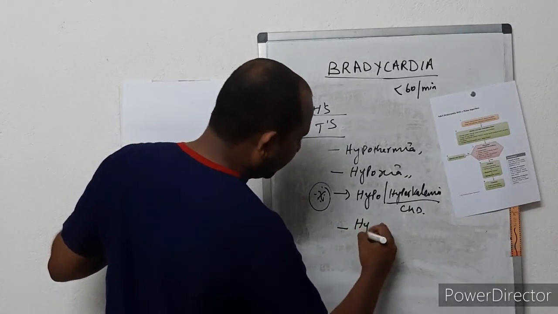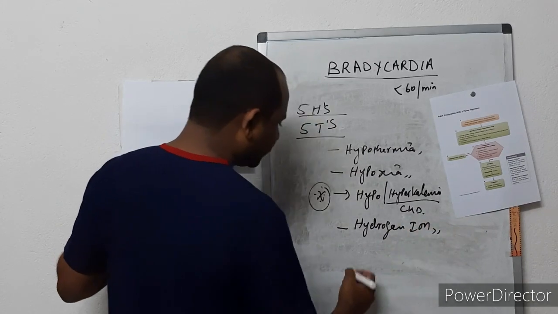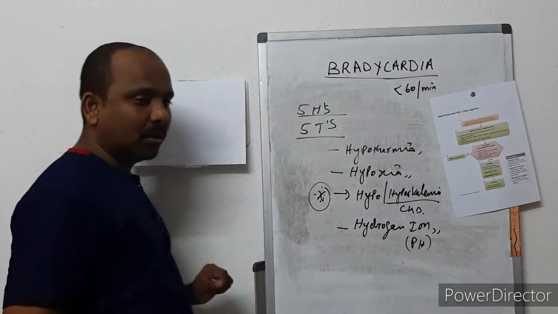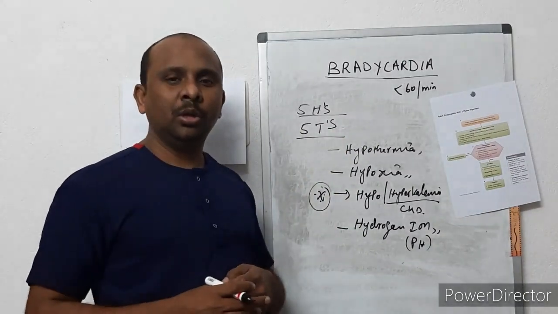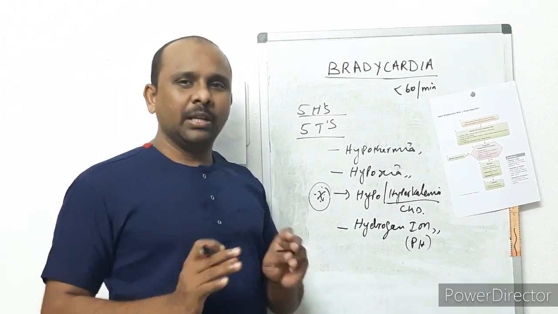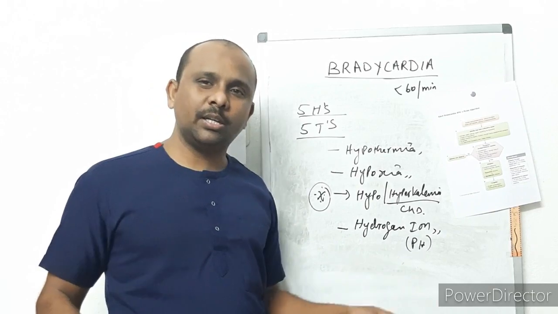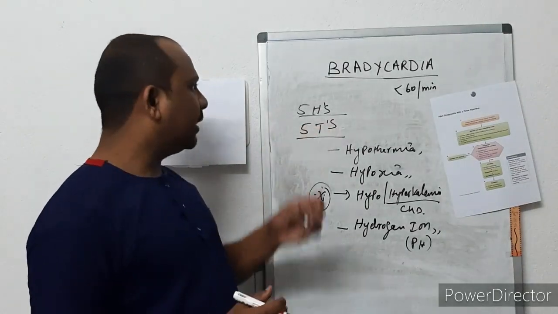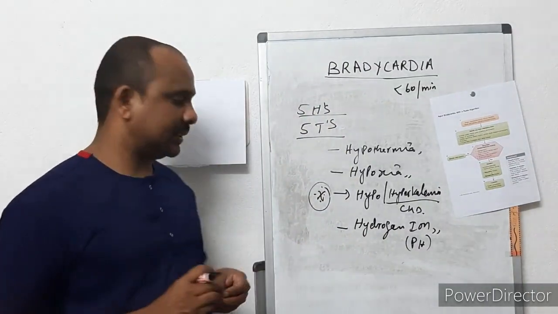Next, hydrogen ion. What does hydrogen ion mean? Directly, it is giving the example of pH. Either alkalosis, or most of the time acidosis, will produce bradycardia. Our pH must be 7.3 to 7.4. That is the ideal blood pH, where all the enzymes and all the organs work perfectly. Otherwise, it will produce dysfunction. So bradycardia is one of these. So hydrogen ion is the next one.